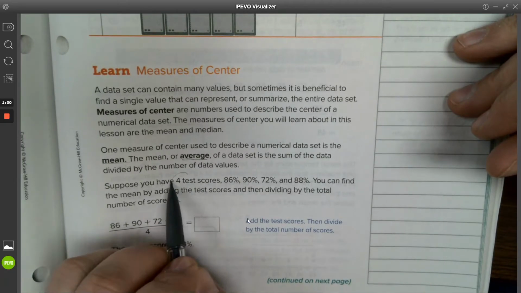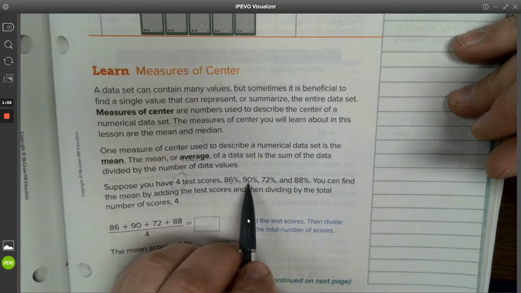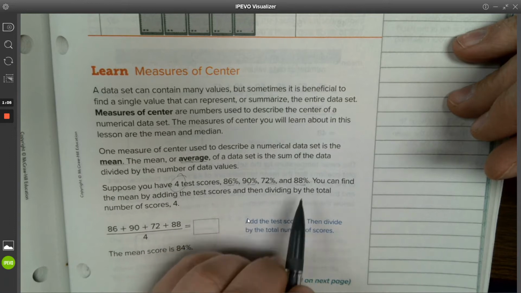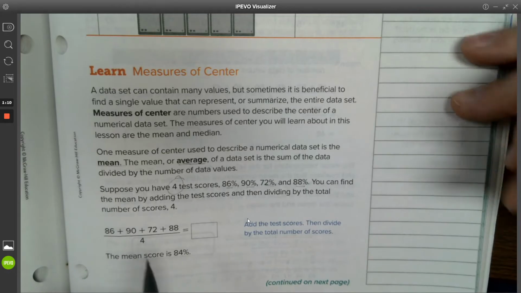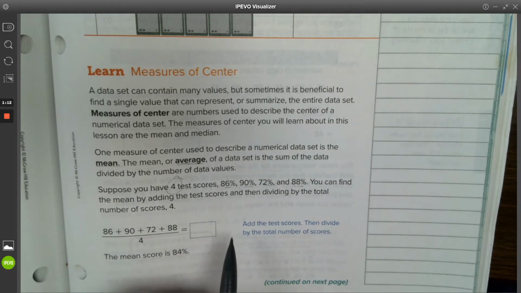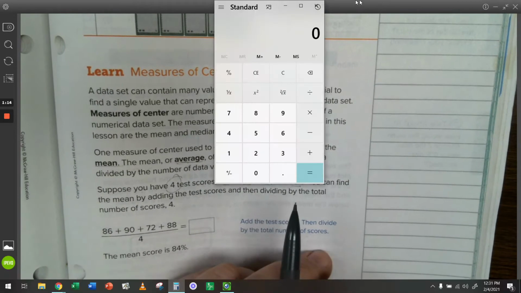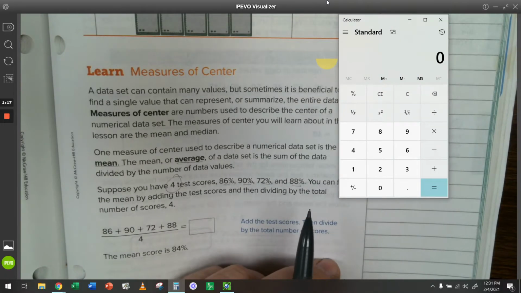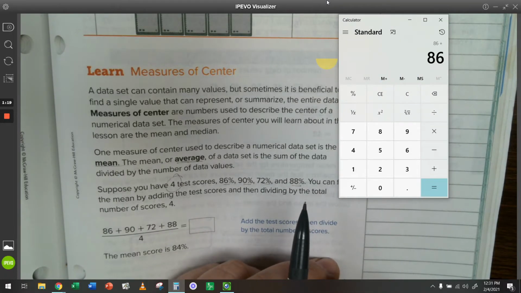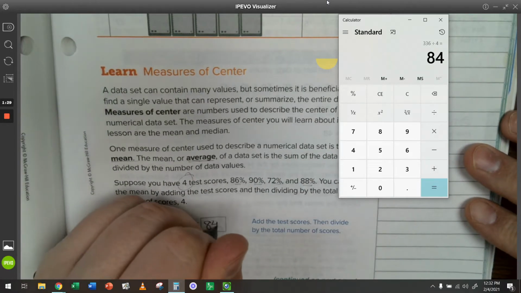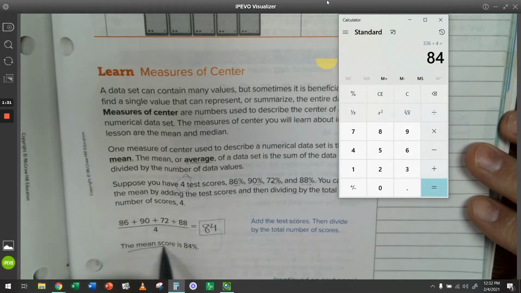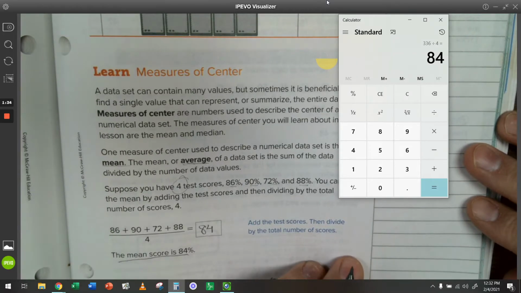So what if we have 4 test scores? 86%, 90%, 72%, and 88%. What you need to do first is add them all together and then divide by 4. Because you can use a calculator, that's just fine, right? We go ahead and add it together. 86 plus 90 plus 72 plus 88 equals 336, and then we divide it by 4. And when we do that, we find that the value is 84. So what that means is the mean score is 84%.